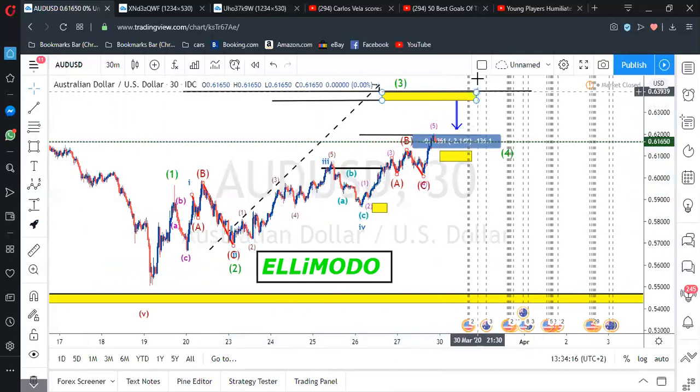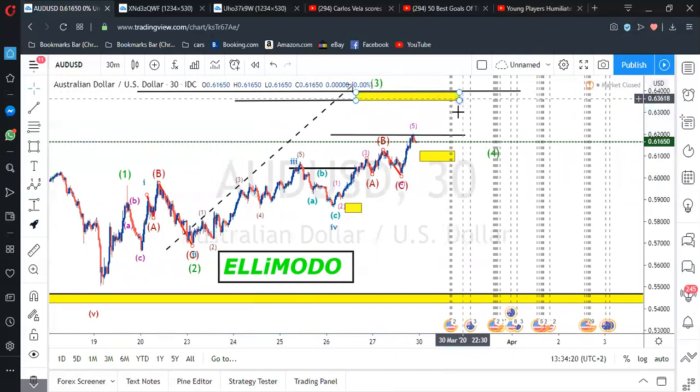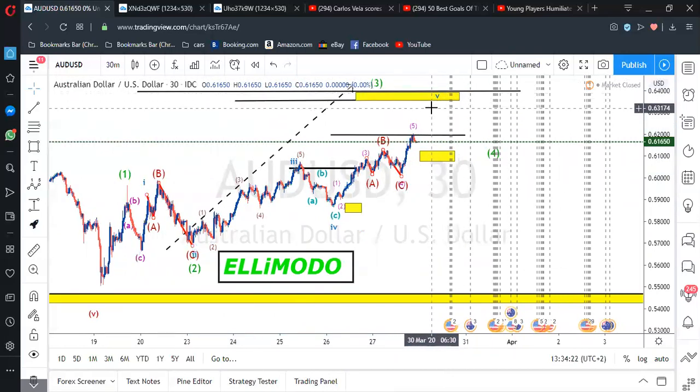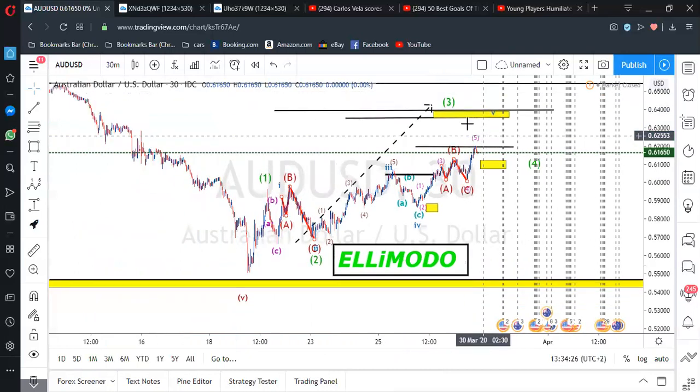So what we are waiting for is just this reaction. You can wait and come here, sell 0.10, whatever you want. You're going to make money off this.